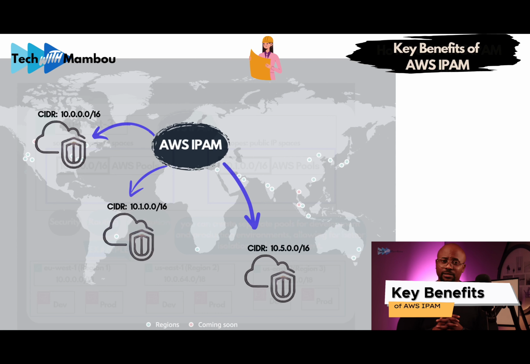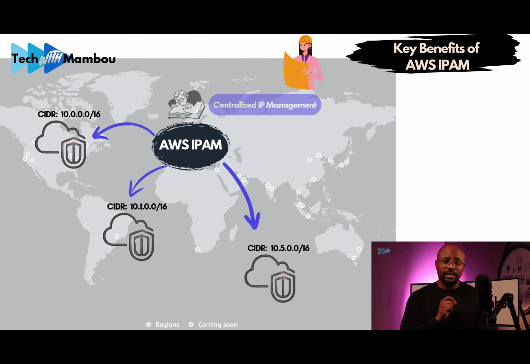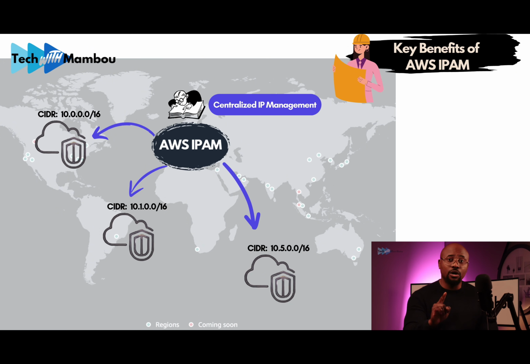What are the key benefits of AWS IPAM? It might be a question that you have in your mind. There are 4 key benefits. Number 1 is centralized IP management. AWS IPAM's biggest advantage is centralized management. You can manage IP addresses from a single point, eliminating the need to configure IPs separately for each VPC or region. This prevents IP conflicts and ensures everything is organized and efficient.